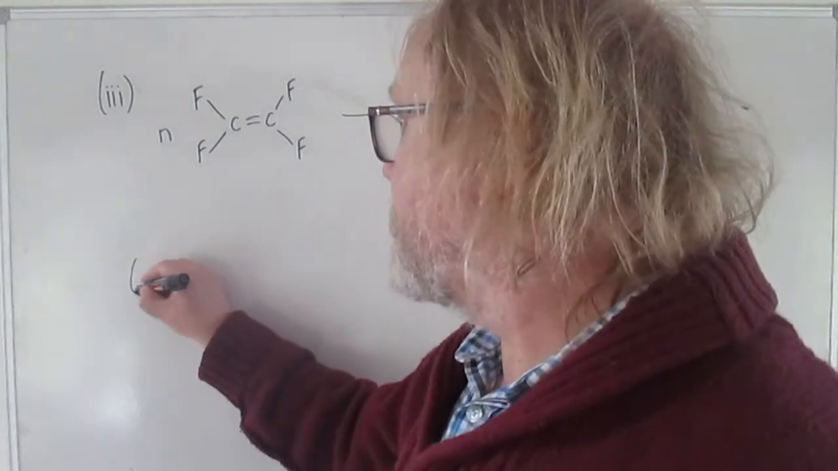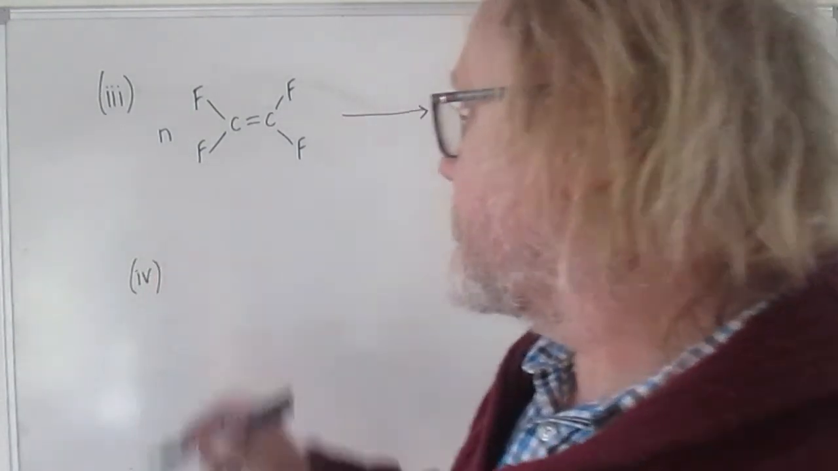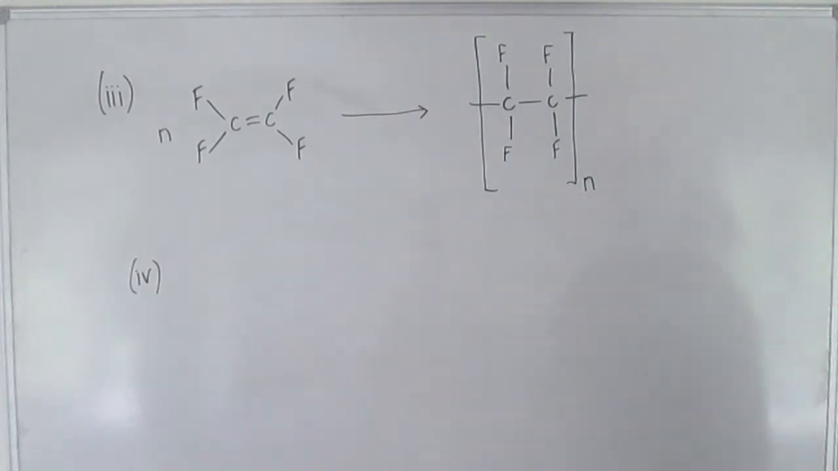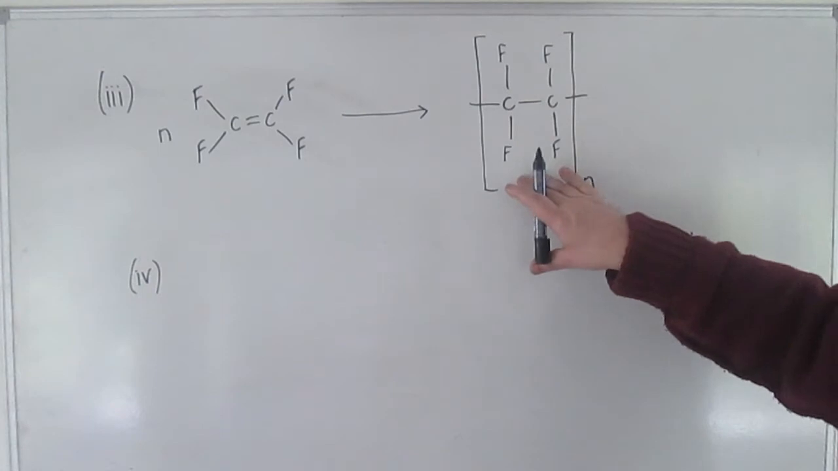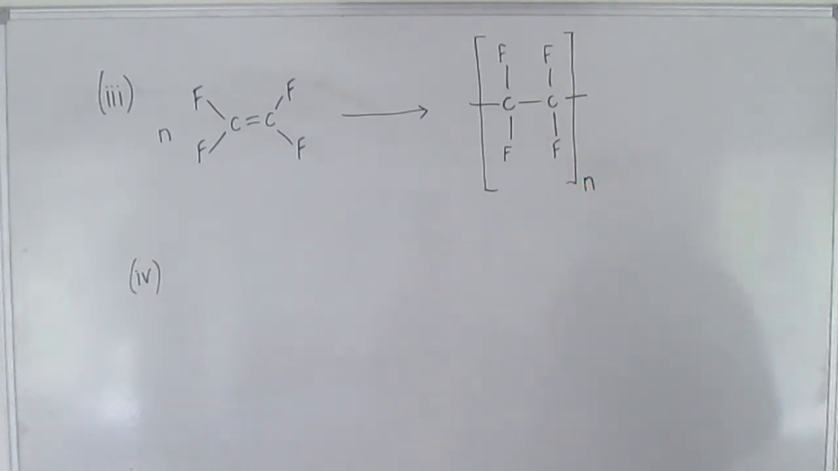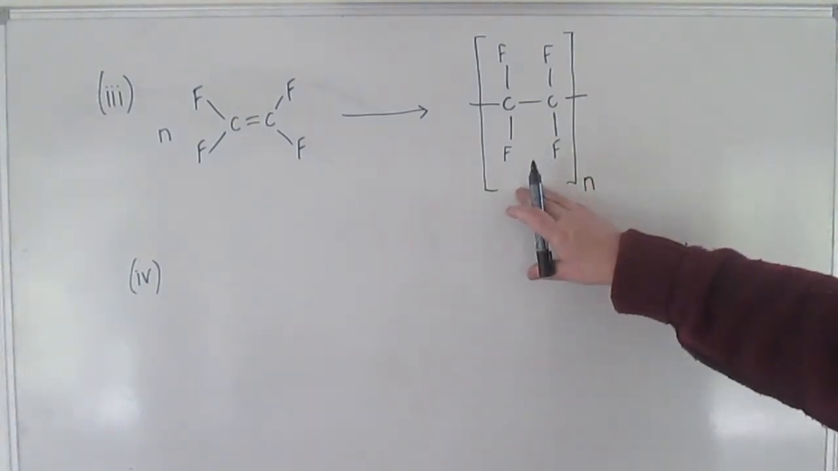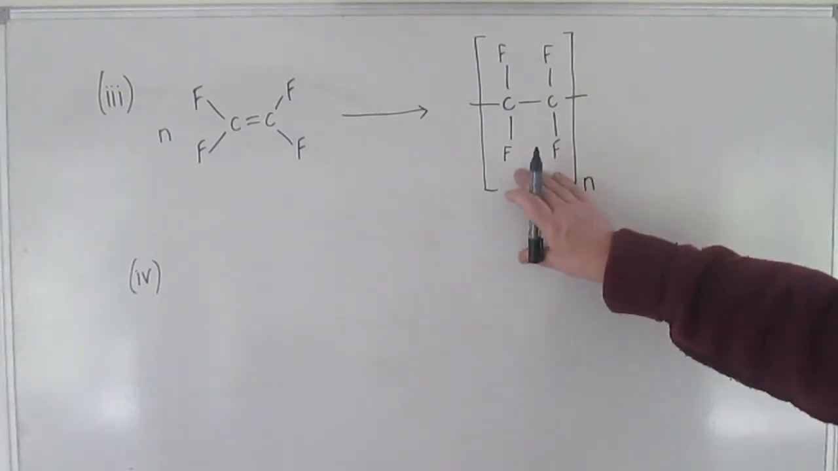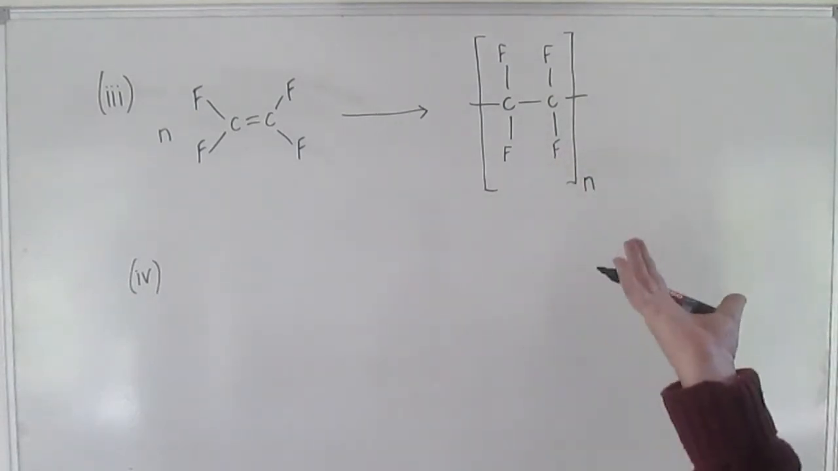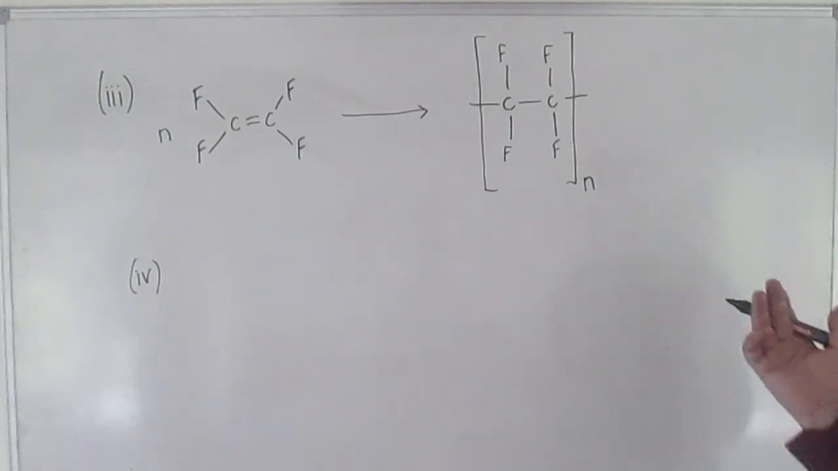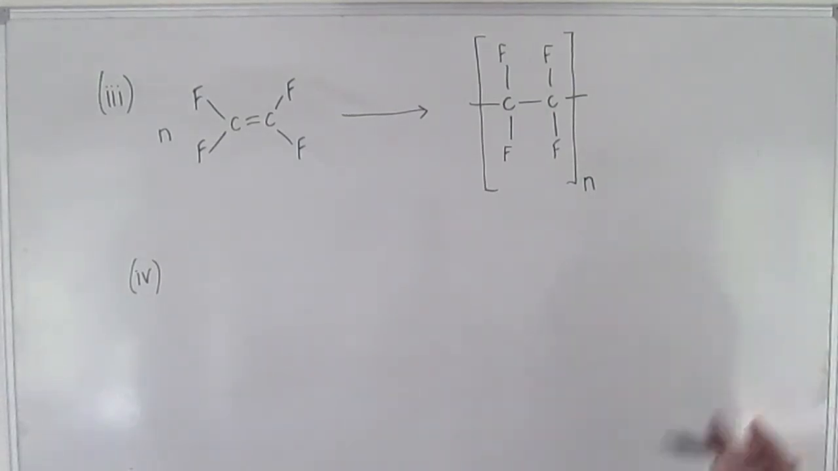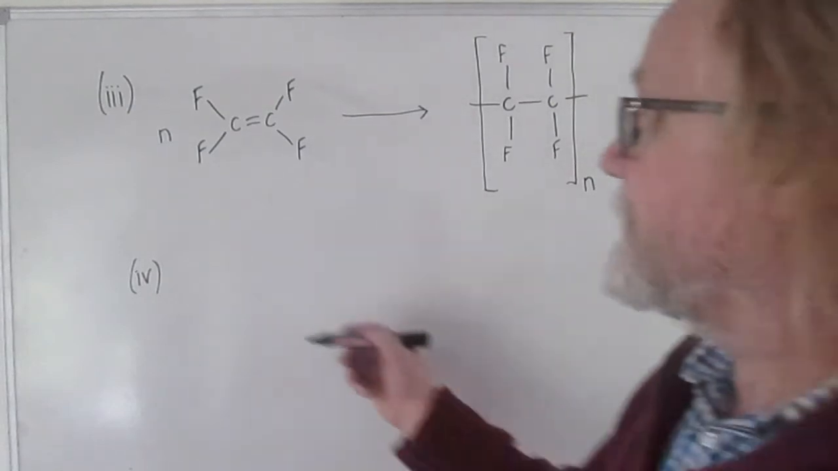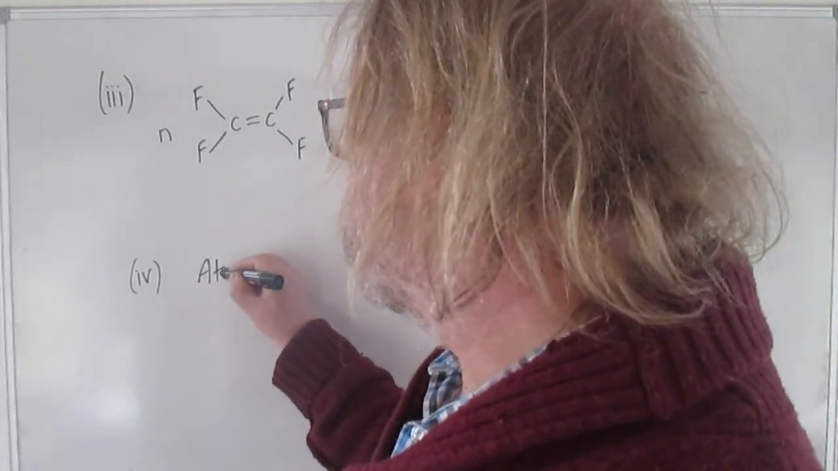And then in part 4 it asks us to calculate the atom economy for that. And there's no need to break your calculator out for this one, because of course this is the only product of the reaction. So the MR of this divided by the MR of all of the products is just the MR of this divided by the MR of this, which is 1. And 1 times 100 is 100. So in other words, the atom economy is 100%.